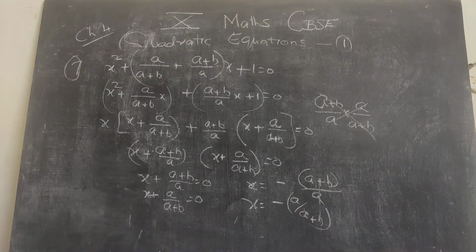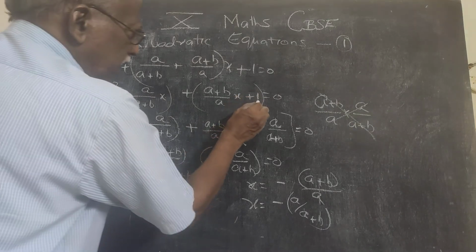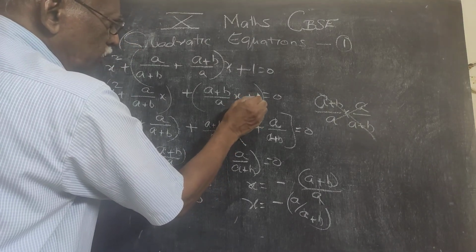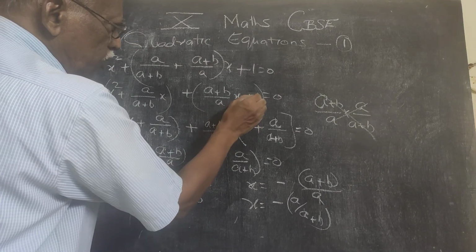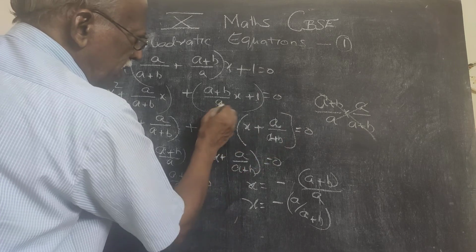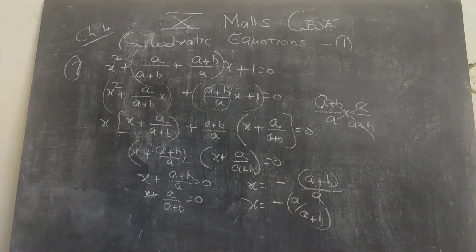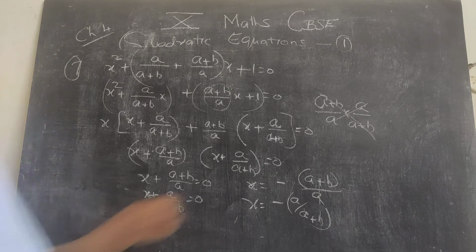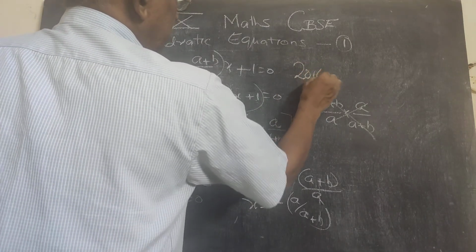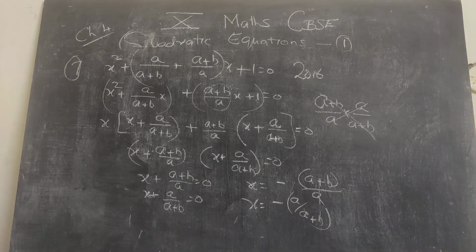So very good problem. Here the hitch is only here. When you are taking a plus b by a, you must remember that this will become a by a plus b, the reciprocal of this part. If you remember that, then the problem will be easier. This was asked in 2016, recently. Now I go for the 8th problem.